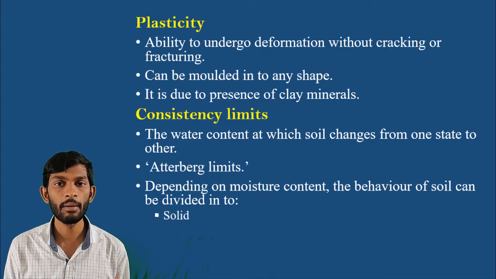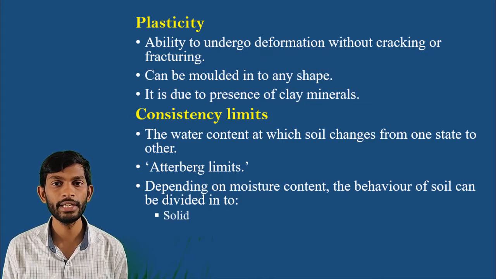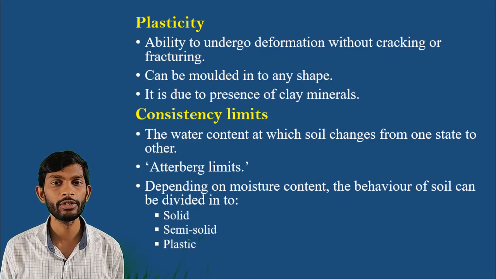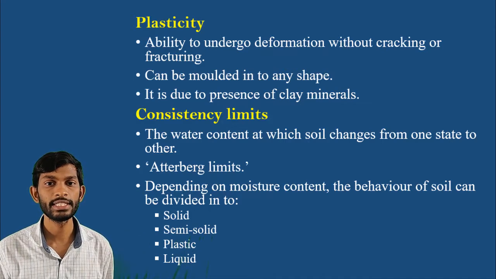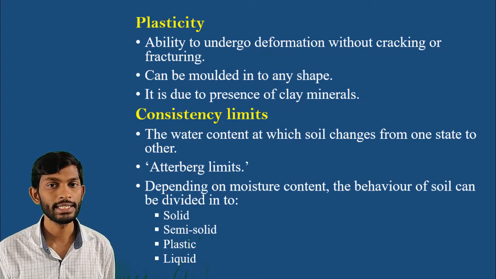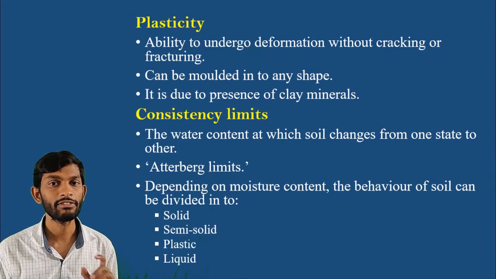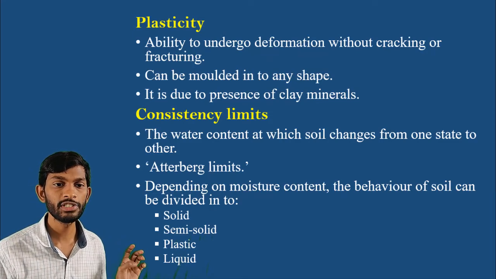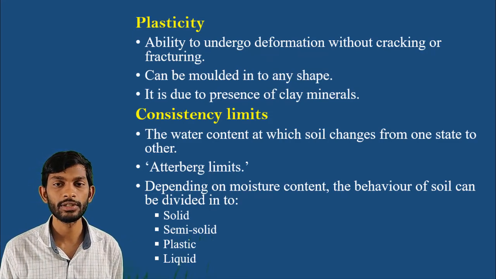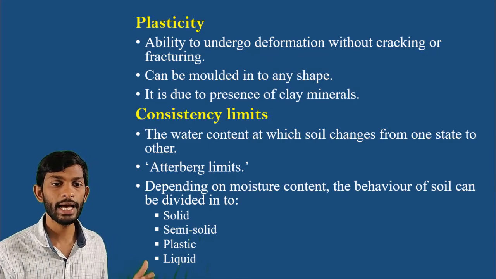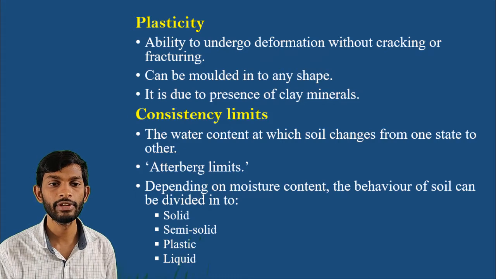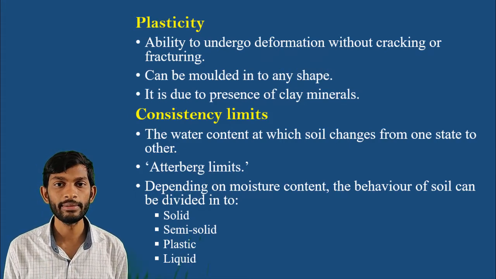So based on the amount of water content that is being added in the soil sample, the consistency can be divided into 4 types. One is the solid state, second one is the semi-solid state, third one is the plastic state, and the last one is liquid state. So these are the 4 states which are available in a soil sample based on the water content. Suppose if you take the last one, which is liquid state or the liquid limit. So what does this liquid limit indicate?